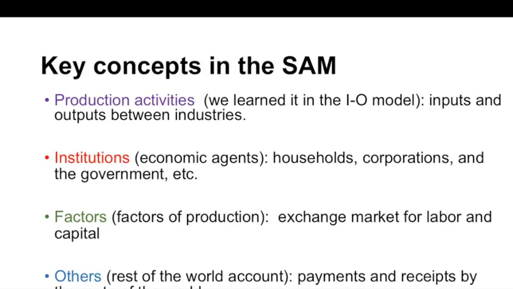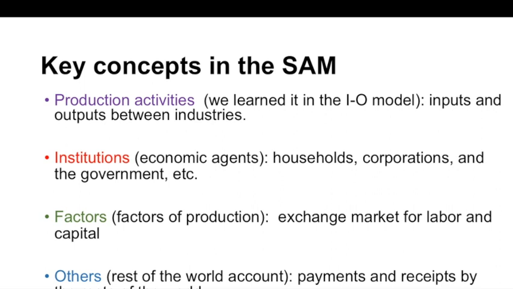Now let's talk about the key concepts or categories in SAM. The first concept is called production activities, which we learned in the IO model. They reveal the inputs and outputs between industrial sectors. Different industrial sectors depend on inputs from others to produce outputs, which can be sold either as intermediate goods or as finished products to satisfy the final demands.